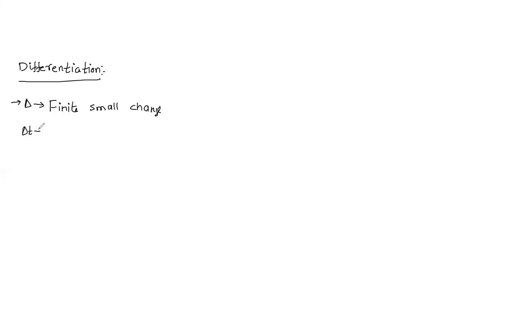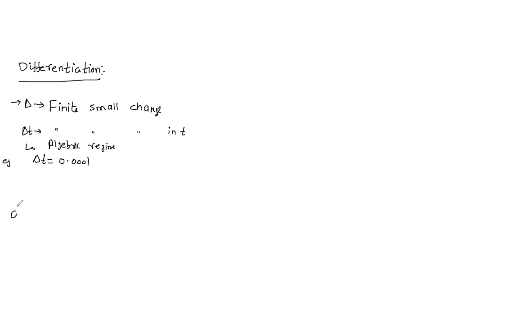If I write delta t, it simply means finite small change in t. For example, delta t is 0.0001. Delta means your change is small, but it's still finite. There's one important thing: whenever you have delta in your equation, you are still in the algebraic regime. It means you can use algebra. You can use addition, subtraction, multiplication, and division if you have delta.